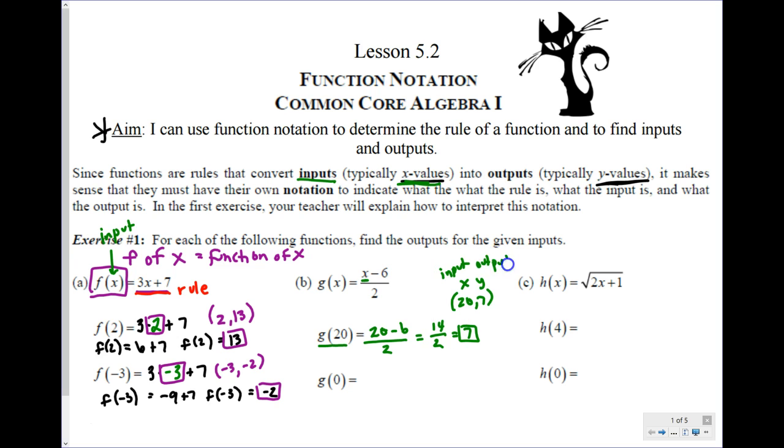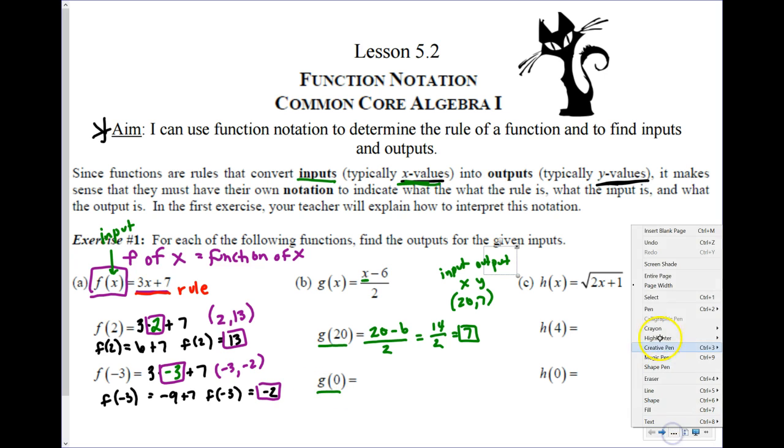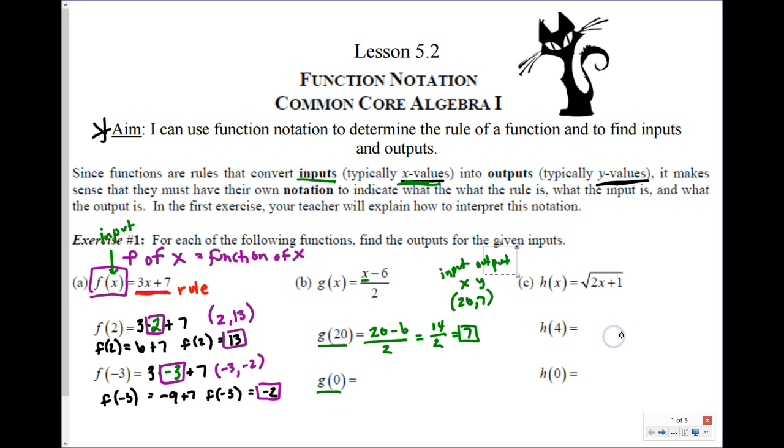I'm going to keep repeating all this so you guys can start to memorize this relationship. Second one, g of 0. I'm going to plug in 0 now for x, so 0 minus 6 over 2. 0 minus 6 is negative 6, and negative 6 divided by 2 is negative 3. So 0 is my input, and negative 3 is my output, to give me the point 0, negative 3.